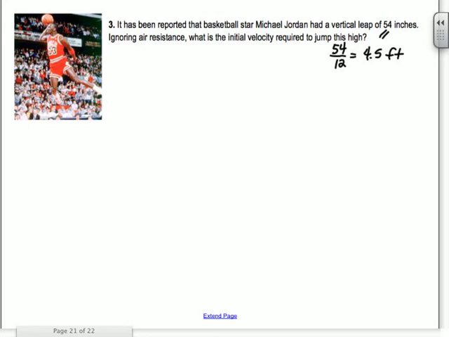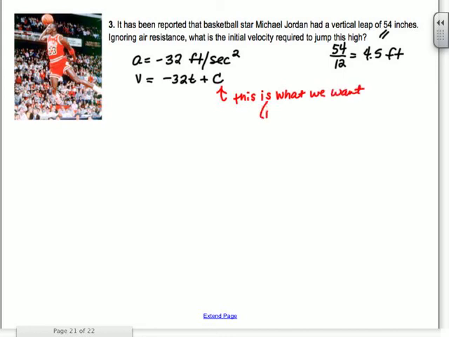Kind of crazy. Okay, anyway, so what do we know that we can use in this problem? Well, you have the deceleration. Yeah, we know how much the gravity is, right? So our gravity in feet per second is negative 32 feet per second squared. Now our velocity then is going to be negative 32t plus some initial velocity. That's what we're trying to find. So that's the initial velocity.